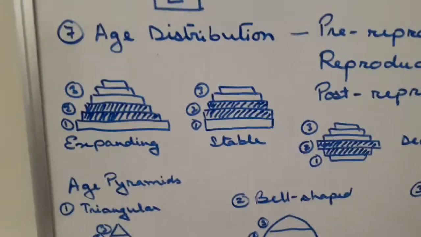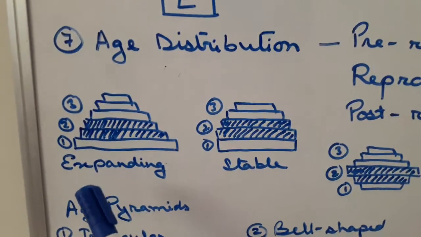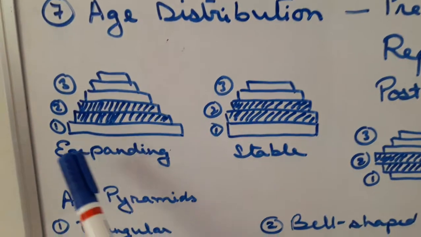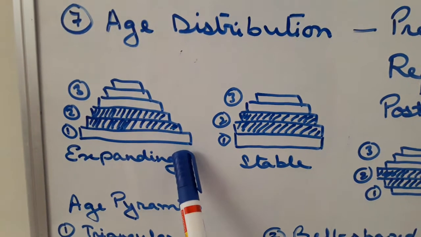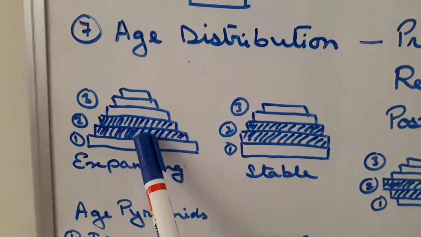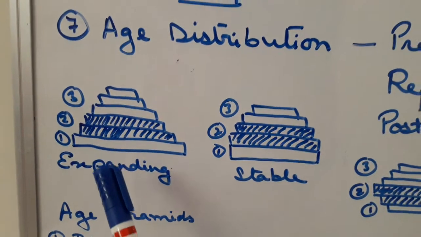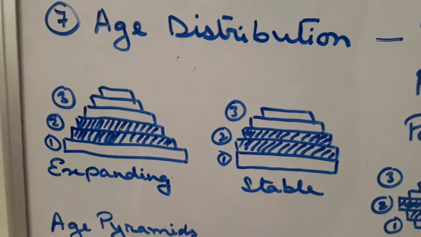Now, based on this, we get three types of age distribution graph. First is the expanding graph. Here this is the diagram. Here number 1 represents the pre-reproductive individuals, where the number is very much more. The reproductive individuals number is less. Post-reproductive individuals number is further less. So this indicates an expanding age distribution graph.